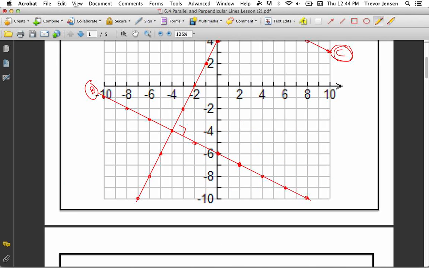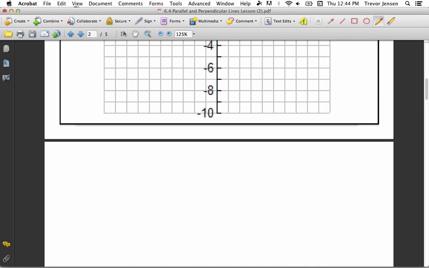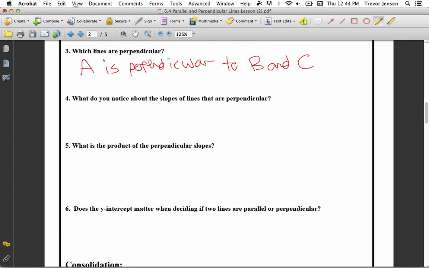Okay, so what we want to say, what do you notice about the slopes of lines that are perpendicular? They are negative reciprocals.